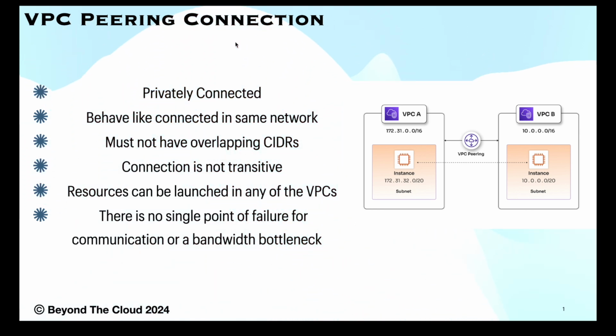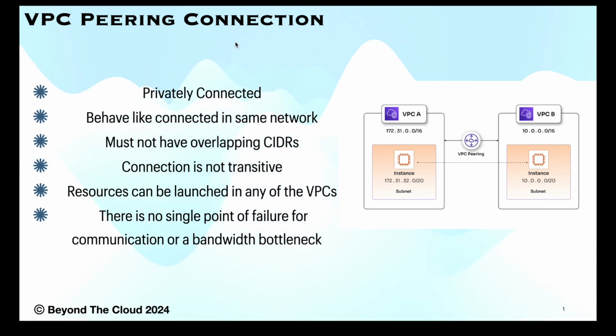So what is VPC peering connection? VPC peering connection is a private connection from one resource to another, or basically from one VPC to another VPC. It behaves like they are both on the same network, but it's actually not. They are isolated from each other.